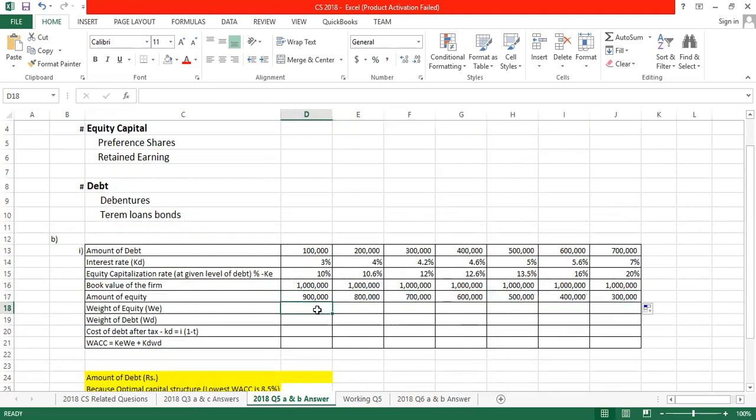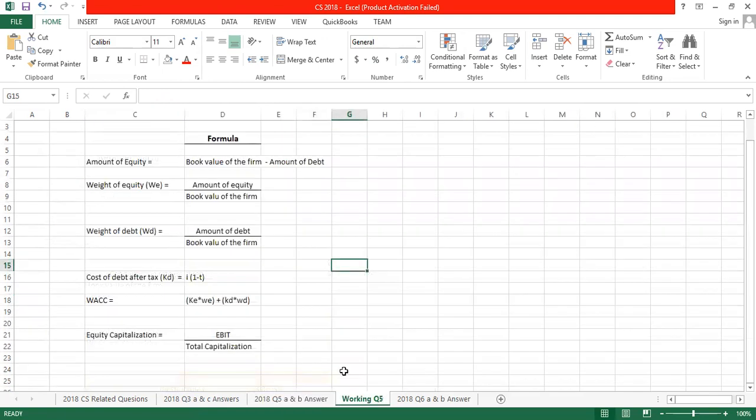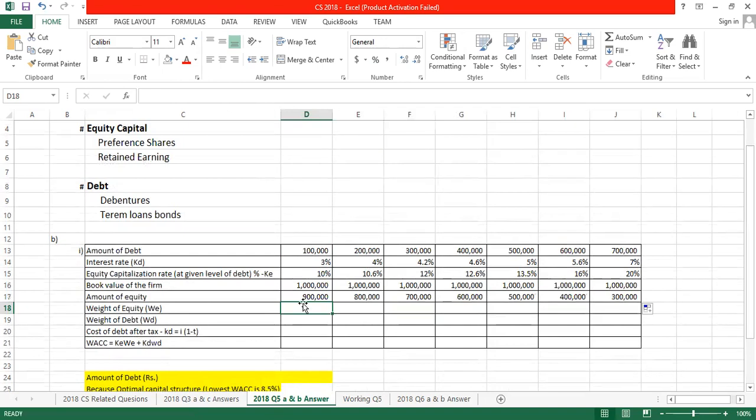Then we want to calculate the weight of equity. See the formula for the calculation of weight of equity. This is the formula. Weight of equity equals amount of equity divided by book value of the firm. Amount of equity divided by the book value of the firm, 1 million. So 0.9 is the weight of equity in the first option.